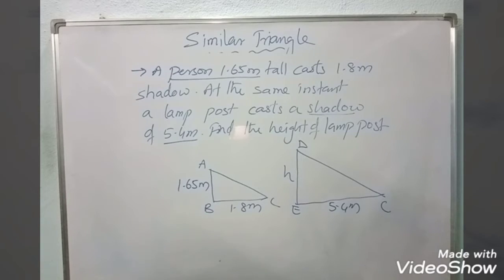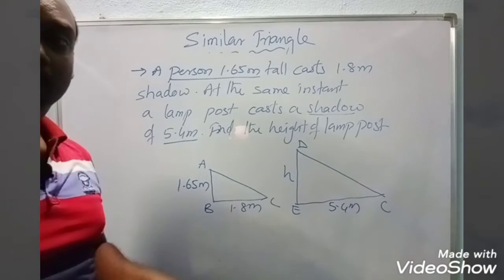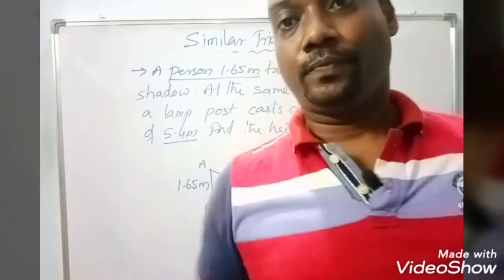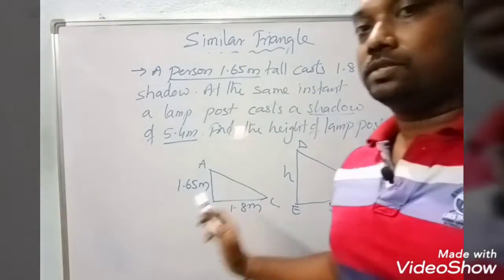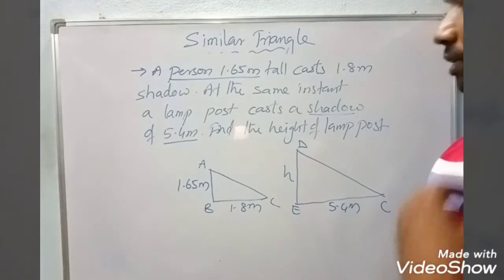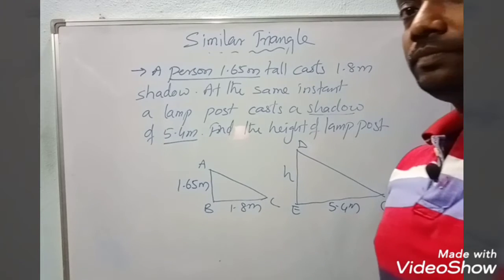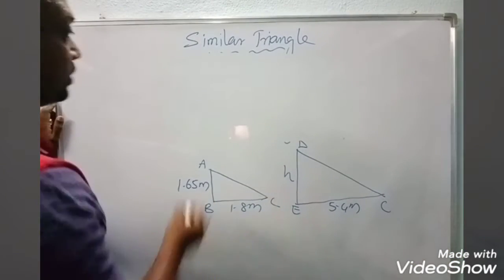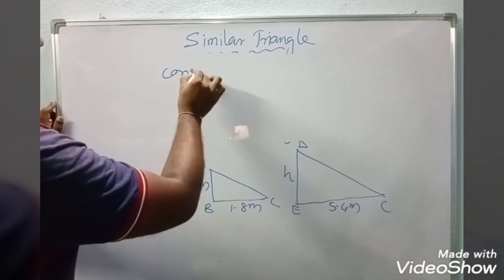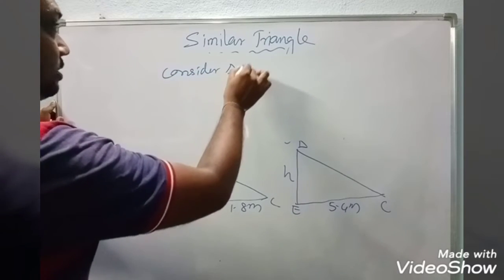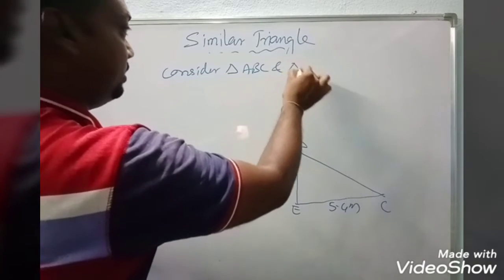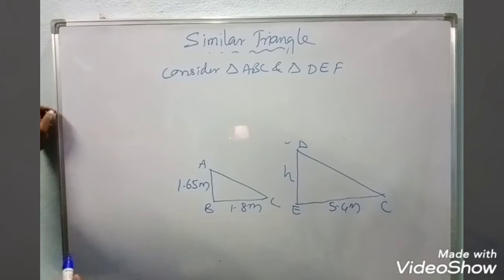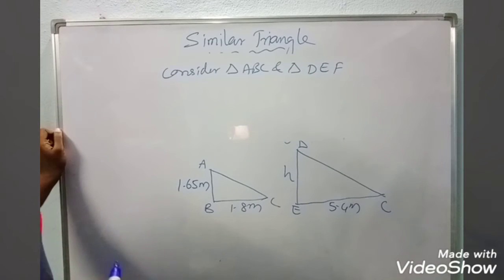Now first you have to show whether these two triangles are similar or not. If these two triangles are similar, then we can find the height of the lamp post. Now how to prove this similarity? To prove the similarity rule, we have two triangles. Consider triangle ABC and triangle DEF, and we have to show whether they are similar or not.